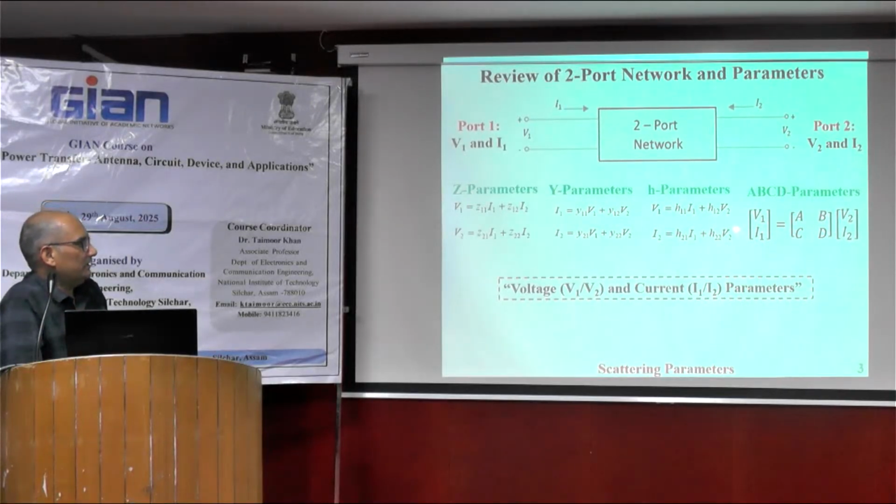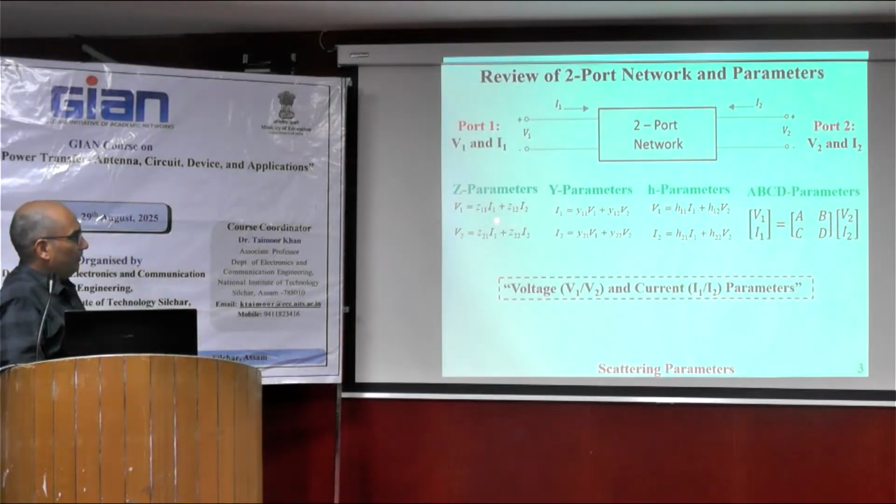Then how these are linked: here you can derive the Z matrix, here you can derive the Y matrix, here you can derive the H matrix. In the same way, it is written as V1 equal to A V2 plus B I2, I1 equal to C V2 plus D I2. Then ultimately a similar concept you can apply for deriving the matrix here. Just see that each and everything we are defining in terms of voltage as well as current.